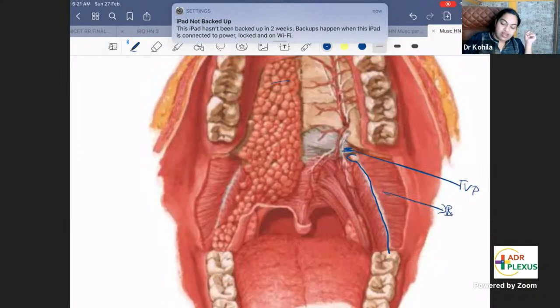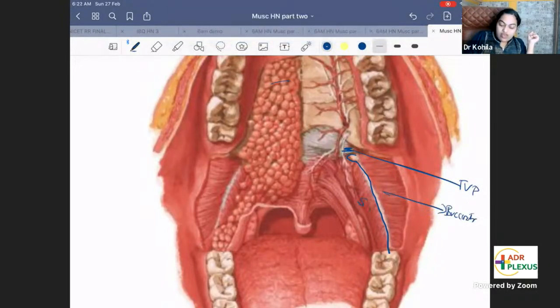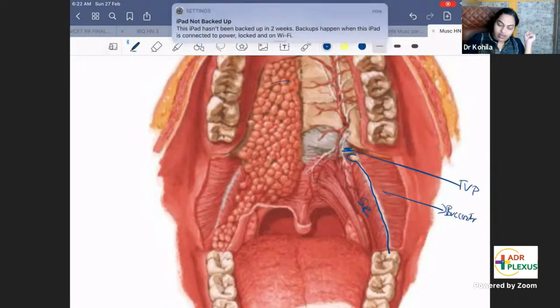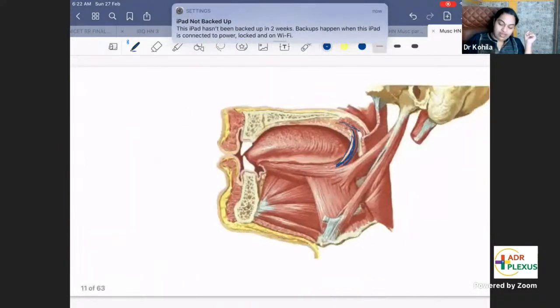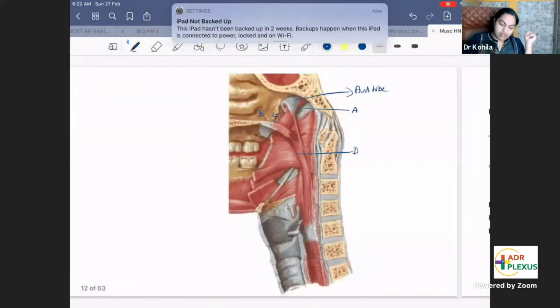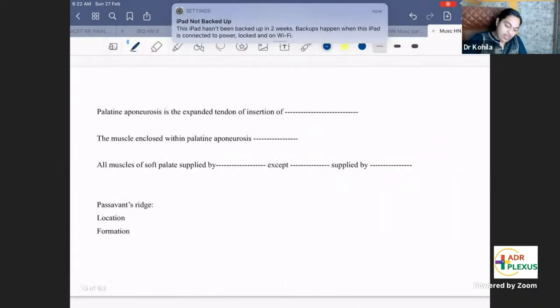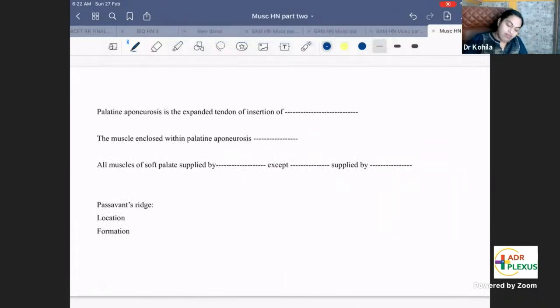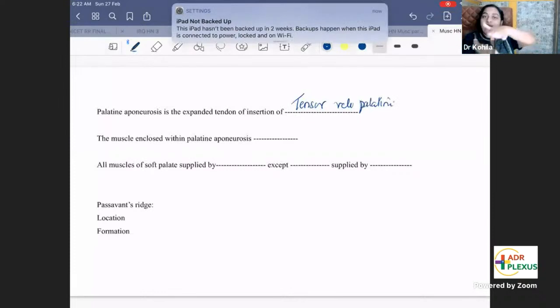This is buccinator. We have been seeing since yesterday its relation to the pterygomandibular raphe. This is the superior constrictor muscle in the lateral wall of the tonsil. Okay, Harish. Okay, now guys tell me. The palatine aponeurosis is the expanded tendon of insertion of tensor veli palatini. Instead of putting MCQs, I've just put it as filler. The muscle enclosed within the palatine aponeurosis, I told you it's not going to have any bony attachment.